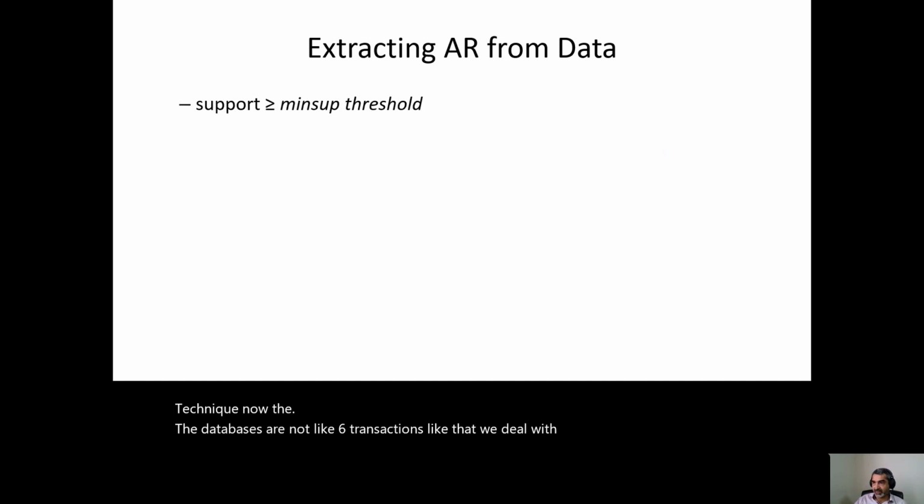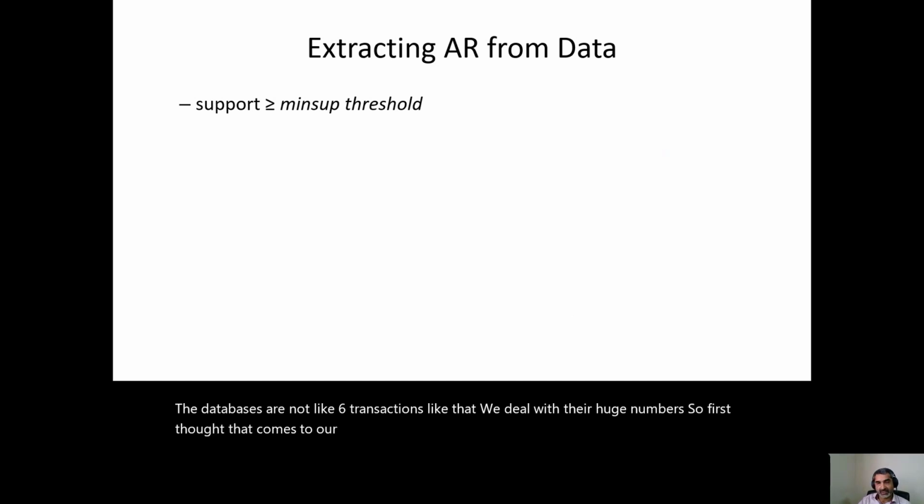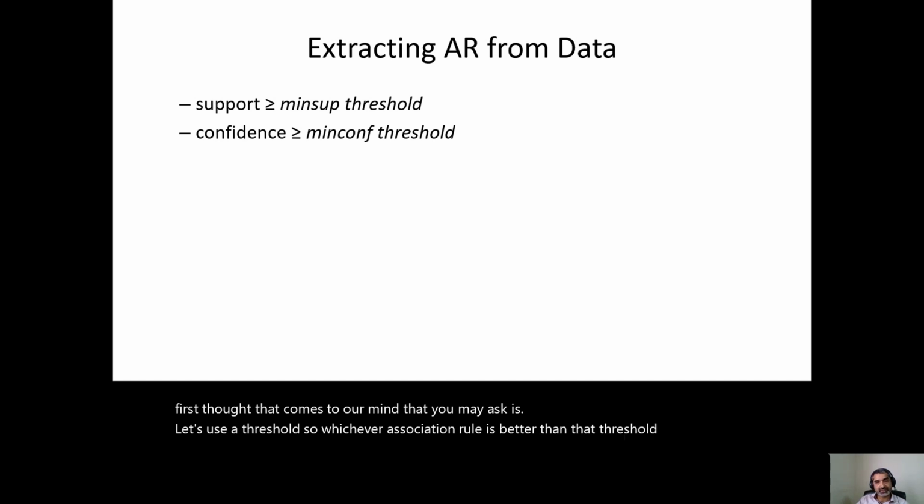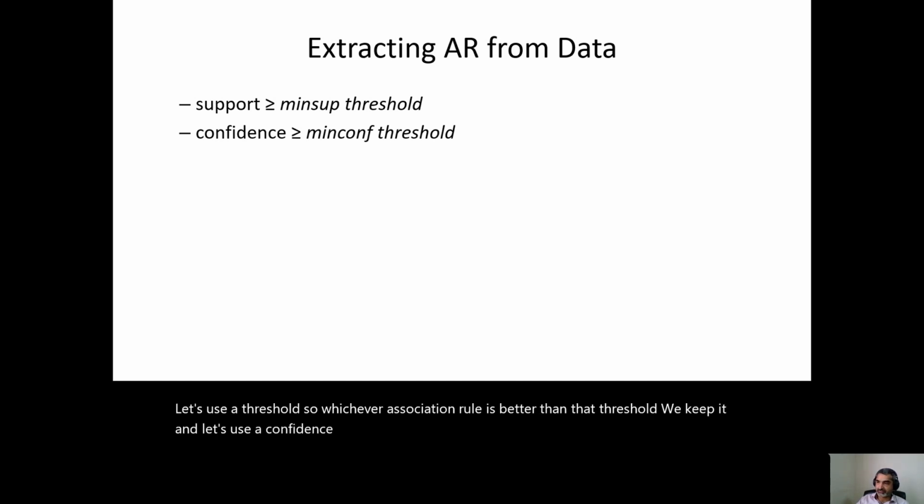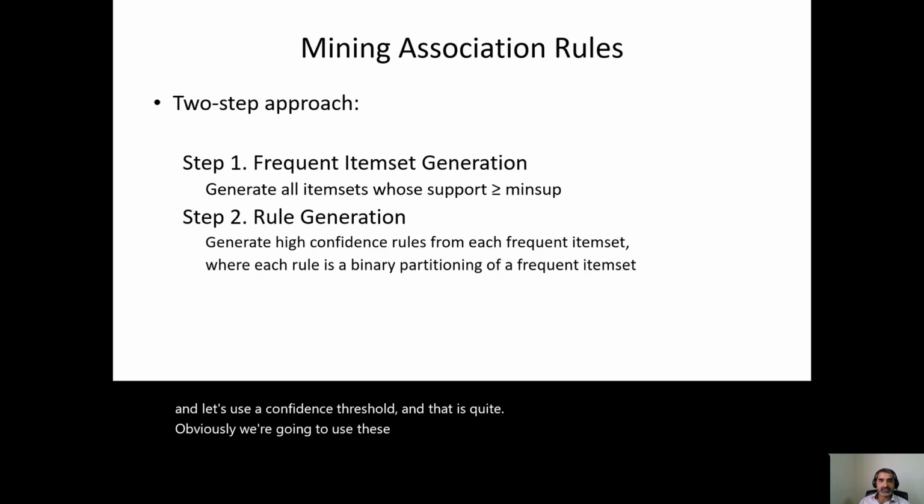They are huge numbers. So the first thought that may come to our mind is, let's use a support threshold. Whichever association rule is better than that threshold, we keep it. And let's use a confidence threshold. That is quite obvious. We are going to use these two numbers, and there will be a two-step approach.